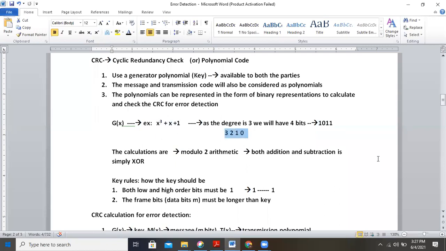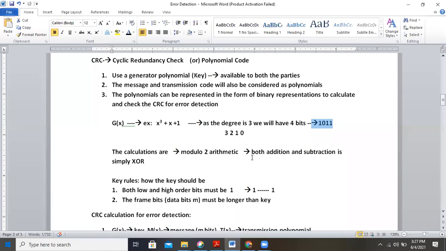3, 2, 1, 0 are the powers. So the elements will be the third element, second element, first element and 0. The first one we take as 1. As the x square element is not existing, 0. Then x, so 1. Then x power 0 means 1, so its constant value we take as 1. This is how we represent it in binary.